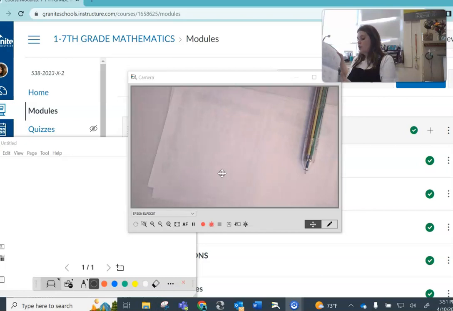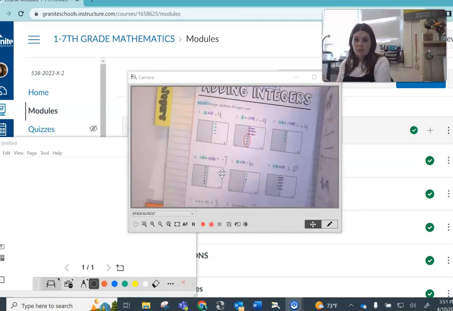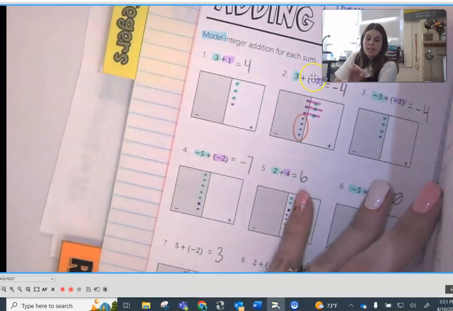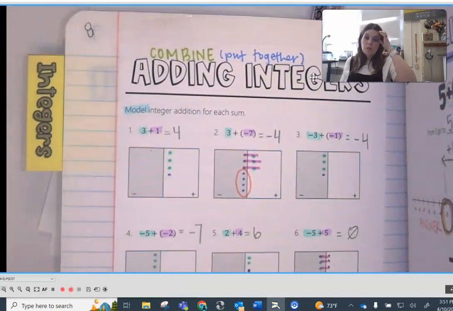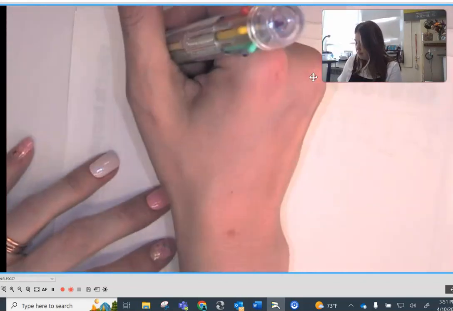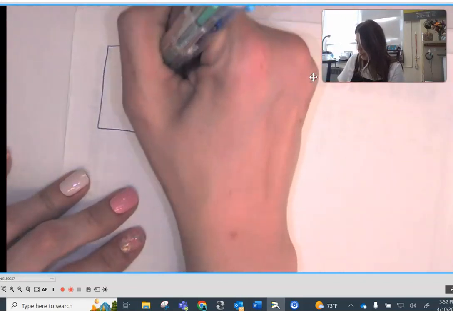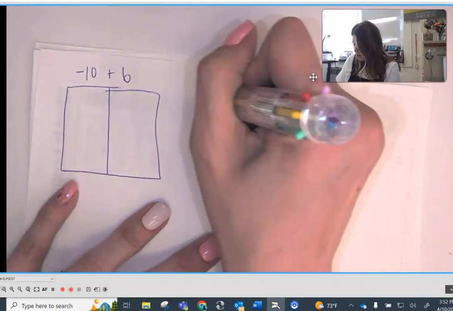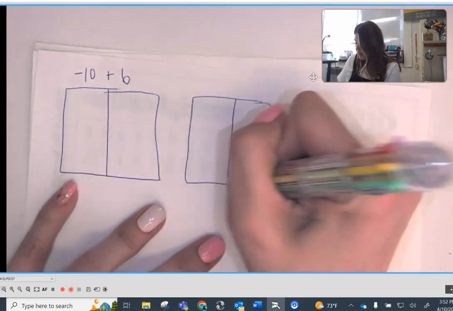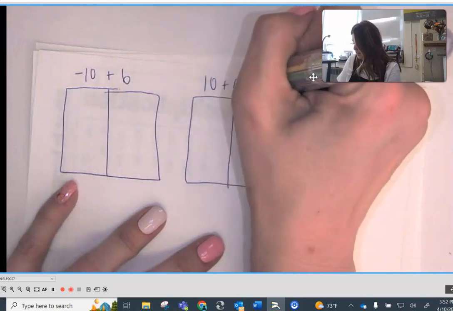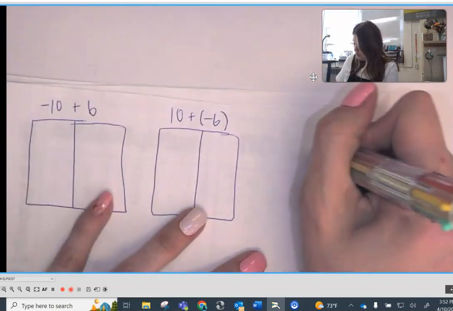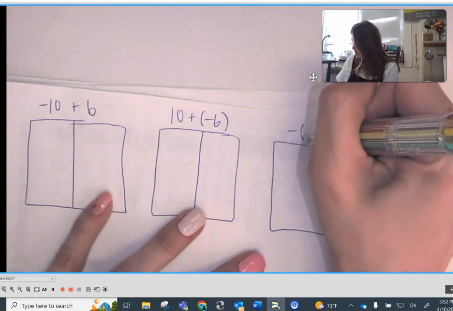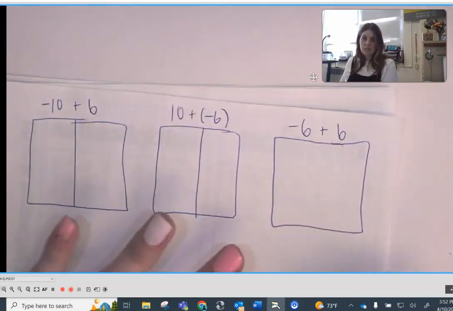So we are starting with the idea on page 8, which is where we talk about combining integers. We're going to look at what happens when we combine integers. I have 3 different situations that I want to go over with you guys. We are going to look at what happens when we do -10 plus 6. Then we're going to look at what happens when we change the signs, so we make 10 positive and the 6 negative. And then one last situation where we have a positive 6 and a negative 6.